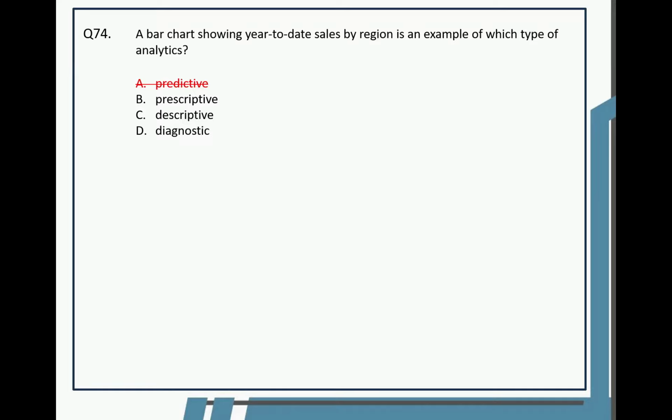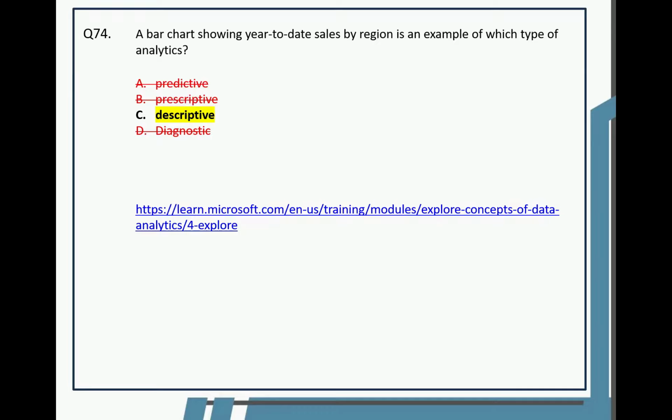Prescriptive recommends actions. Example can be suggesting pricing strategies. Descriptive analytics summarizes historical or current data. Some examples are sales reports, dashboards, and charts and visualizations. Folks, diagnostic explains why something happened. Example can be root cause analysis.